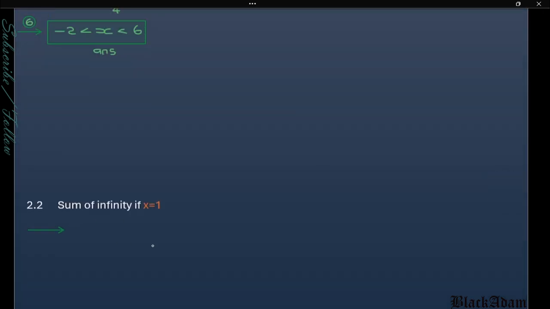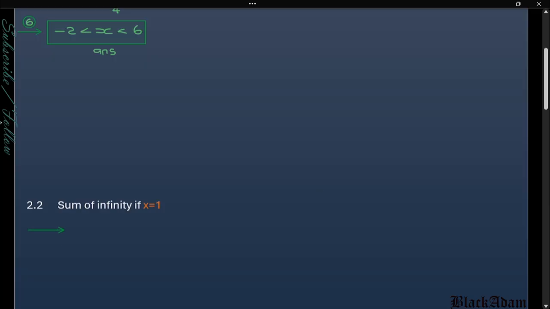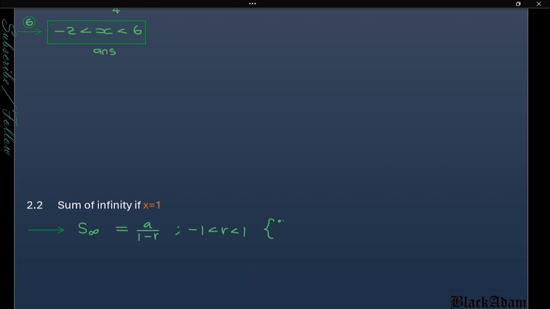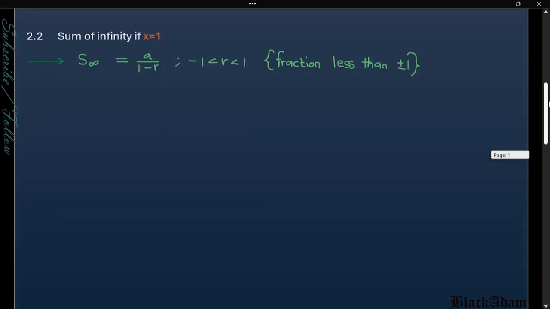And then 2.2, sum to infinity, we have a over 1 minus r, and we know that our condition is the ratio should be less than 1, positive or negative, so it's a fraction that we're looking for. The ratio should be a fraction and should be less than plus or -1. Okay, so it doesn't have to reach 1 or -1. So we have our a there, and then we have our ratio there.